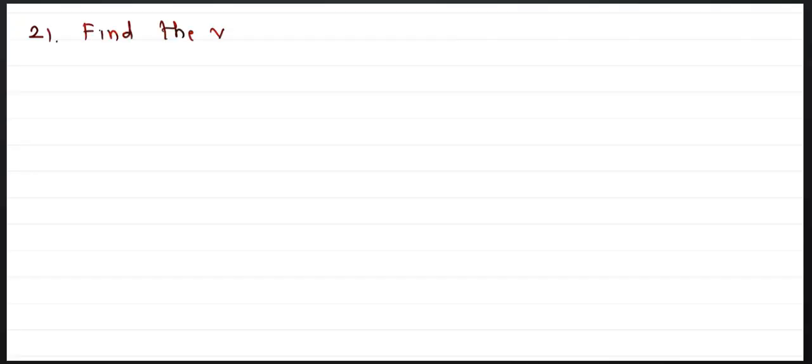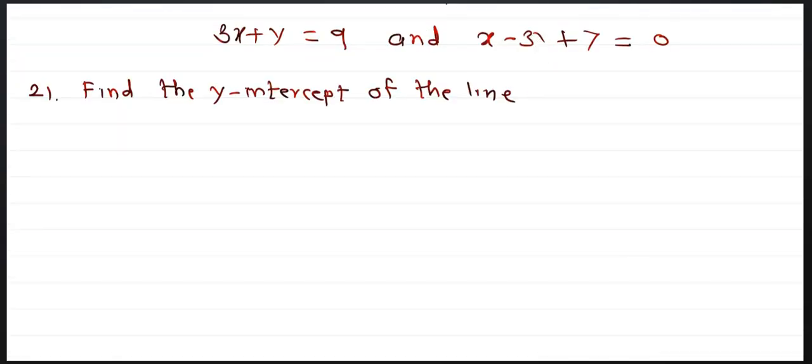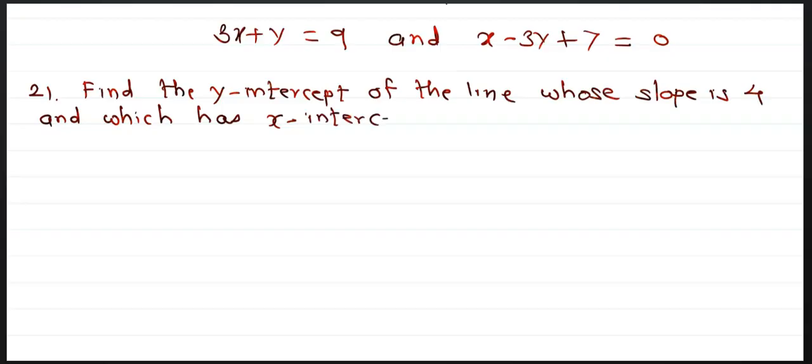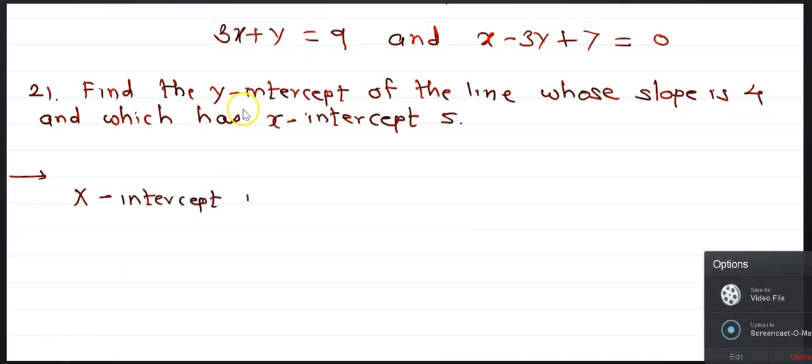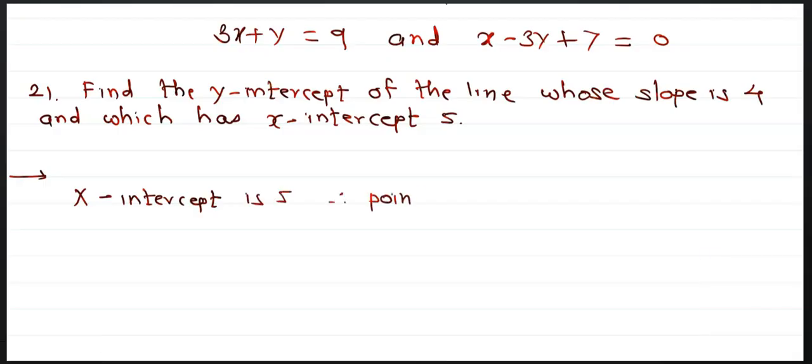Then next is question number 21. Find the y-intercept of the line whose slope is 4 and which has x-intercept 5. As the x-intercept is 5, therefore one point of that line is (5, 0). And we have the slope. We can form the equation of the line.